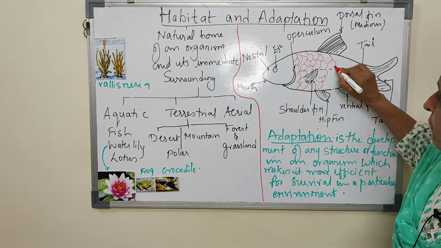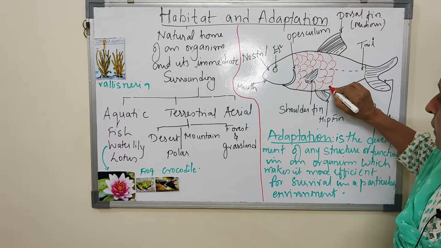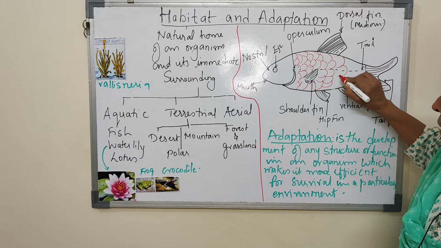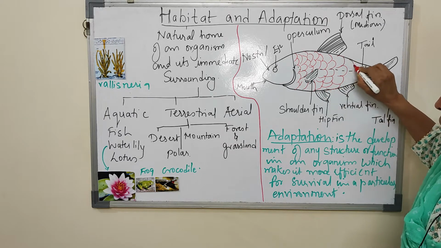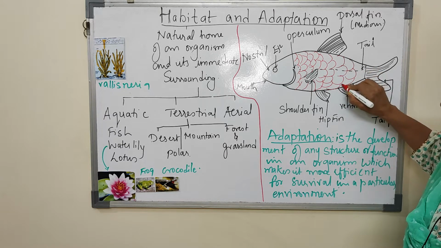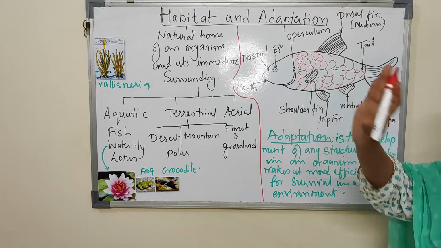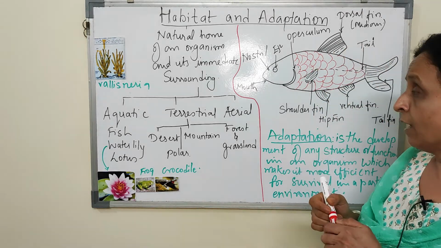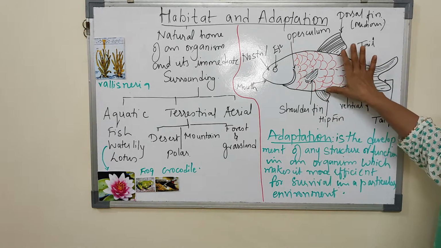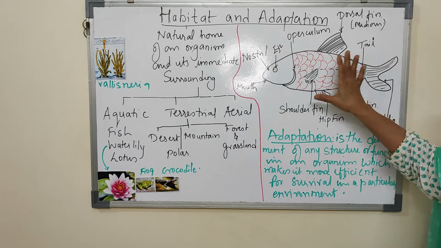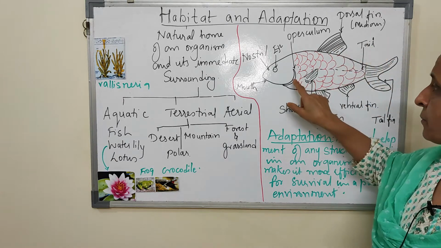Therefore it will become very salty, and the fluid from inside might come out, and fresh water, the water might enter and it might swell. So the adaptation is it is covered by scales. It does not allow water to enter because it is covered with scales.